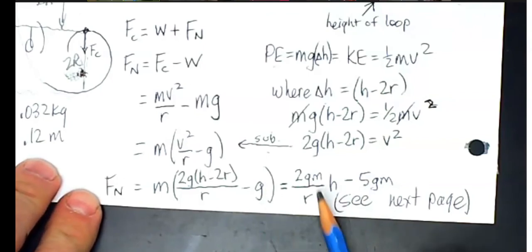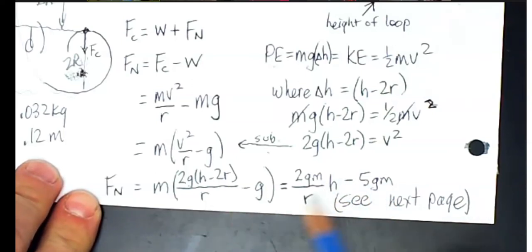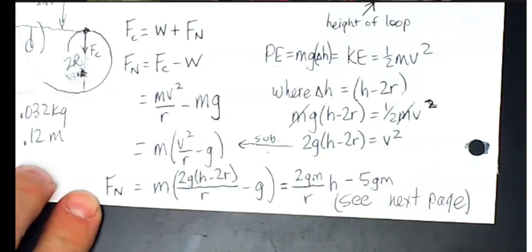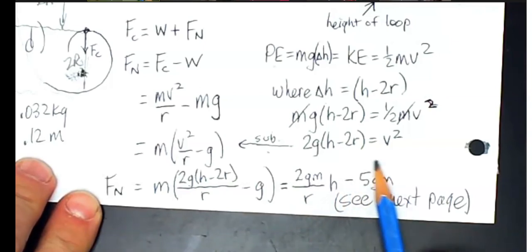The normal force, you see, g, m, and r, those are all fixed numbers. m and g, that's a fixed number. Here's my variable. So you recognize this equation as y equals mx plus b. This is my y-intercept. This is my slope.